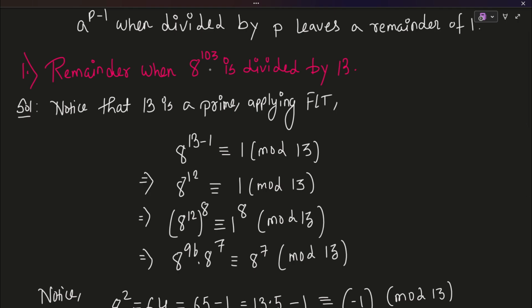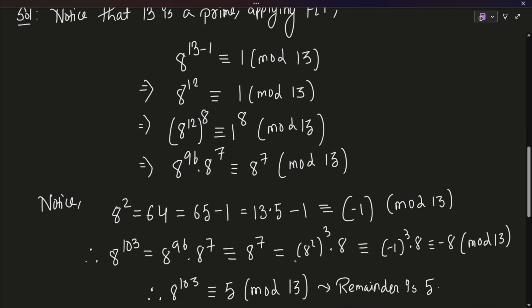So this would mean that our actual answer, 8 to the power 103, is nothing but 8 to the power 7 mod 13. So if you can just find 8 to the power 7 mod 13, that would be your answer. Again, notice very simply that 8 square is 64, 64 is 65 minus 1, and 65 is nothing but 13 into 5, which means dividing 8 square by 13 should leave you a remainder of minus 1. Yes, you can also express it like it leaves a remainder of 12.